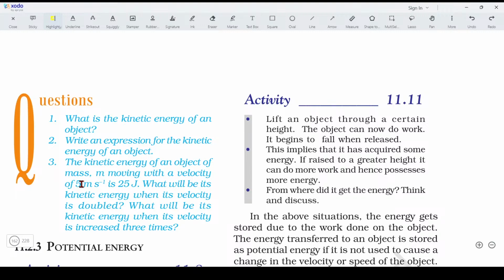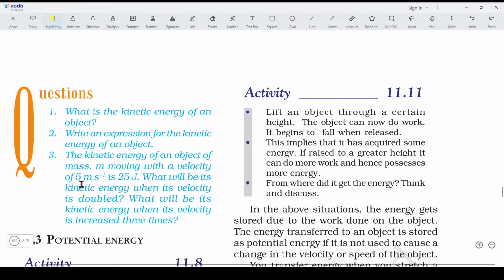So basically, if you increase velocity by x, your energy will become x squared. If you increase velocity by 4 times, your energy will become 16 times. If you increase velocity by 10 times, your energy will become 10 square, 100 times. Understood? If you increase velocity by 4 times, what will be your energy? 16 times. Okay.